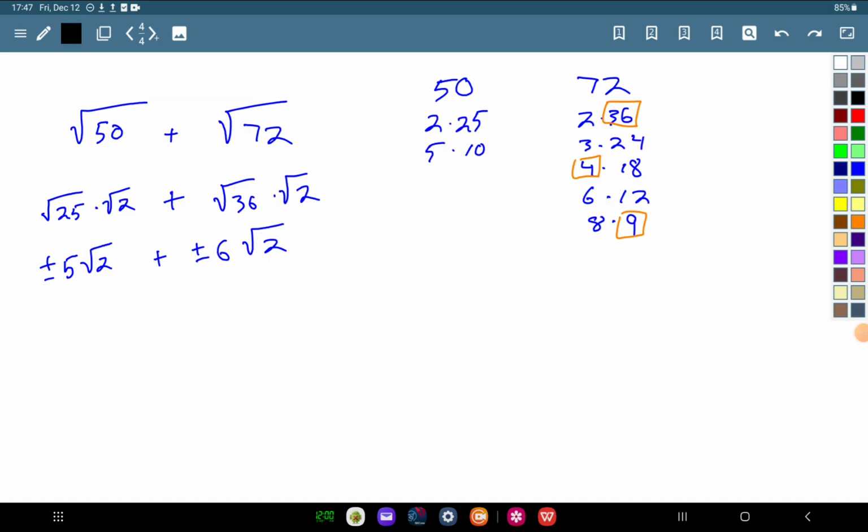So we can have positive 5 and positive 6 makes positive 11. We could have negative 5 and negative 6 makes negative 11. And these are times the square root of 2. I can have a positive 5 and negative 6, which is going to be a negative square root of 2. And I can have a negative 5 and positive 6 to be a positive square root of 2.